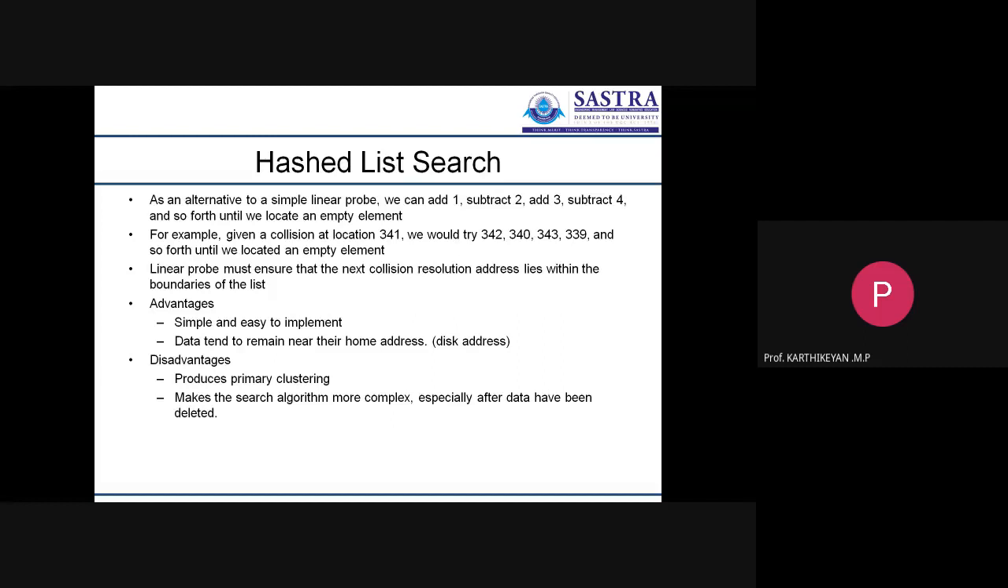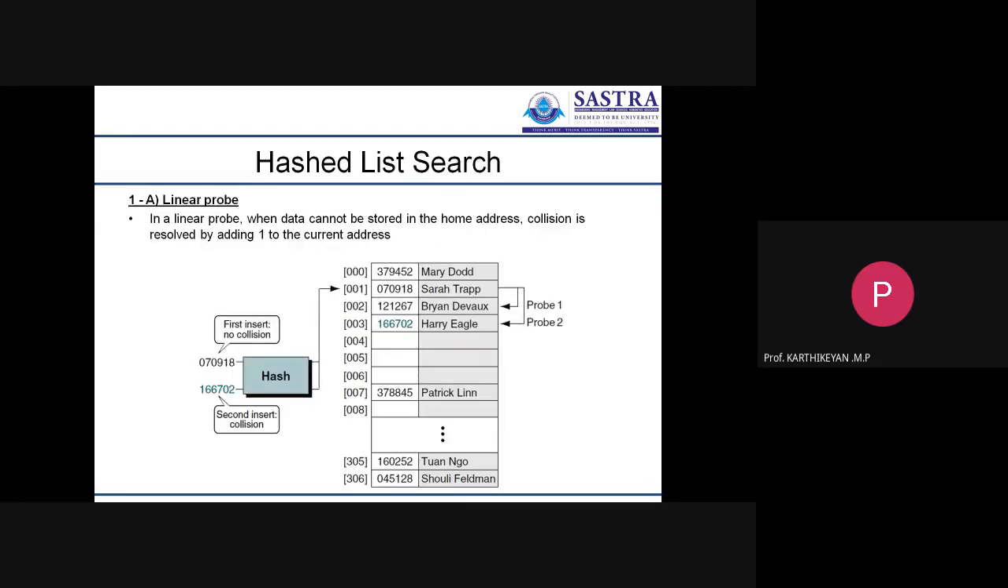probing. The advantage of this method is that it is very simple and easy to implement, and data remains near the home address. Data remaining near the home address means again it is primary clustering. It creates primary clustering. Okay, so this is the linear probing method, the first open addressing method.